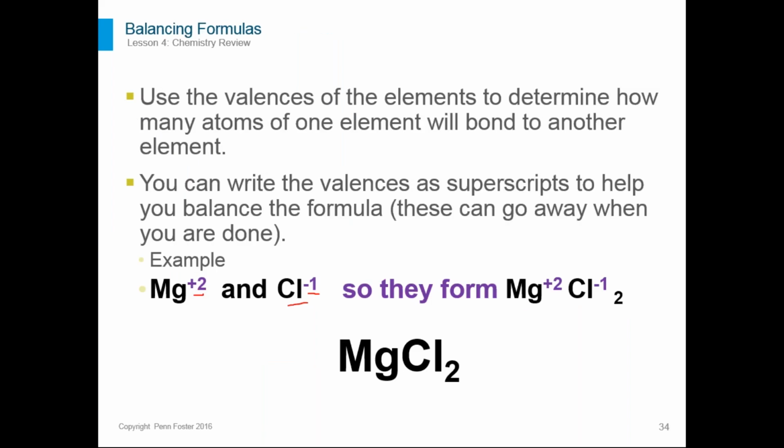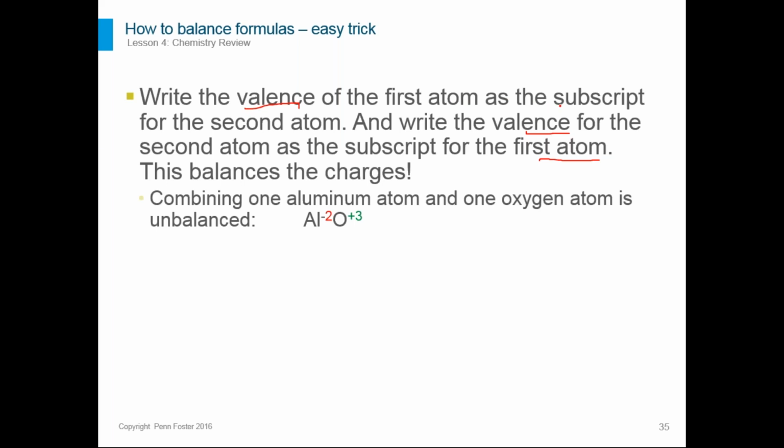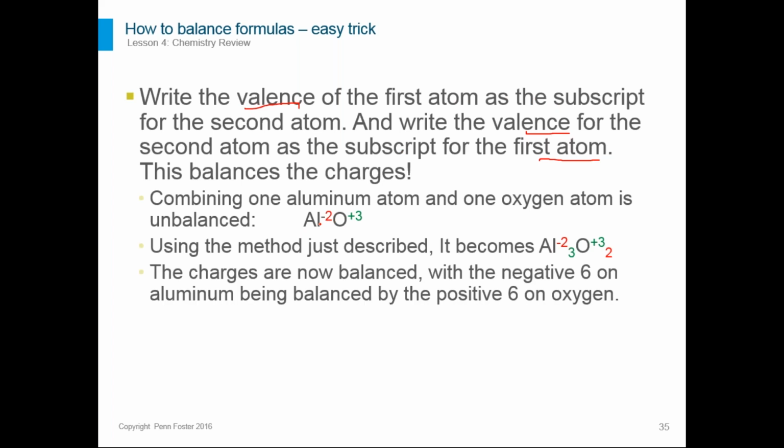When you're going to balance the formulas, an easy trick to do this, as long as you only have 2 atoms, is write the valence for the second atom as the subscript for the first atom, and write the valence for the first atom as the subscript for the second atom. So what does that mean? So we have aluminum, which has a valence of -2, and oxygen, which has a valence of +3. So aluminum has a valence of -2, so we're going to write 2 as the subscript for oxygen.